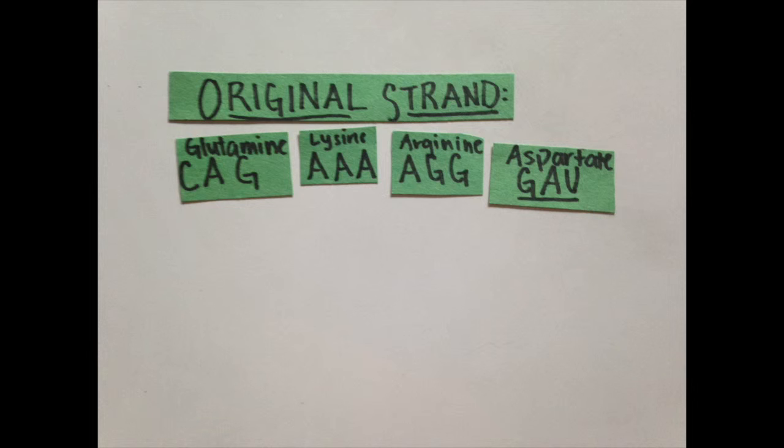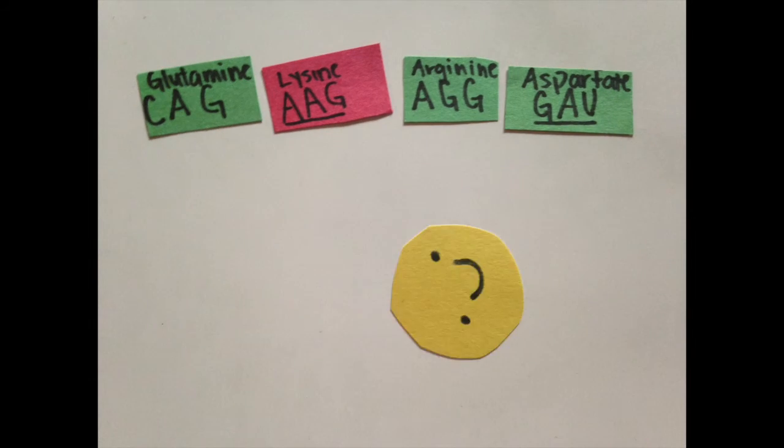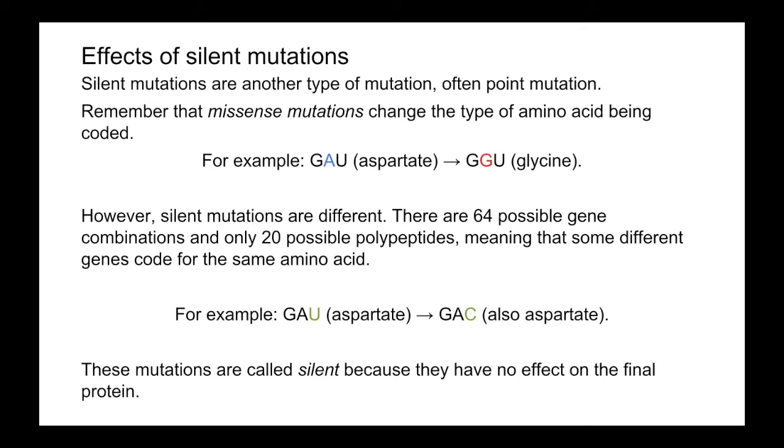Here's another point mutation. The last letter in the second codon here is changed from an A to a G. What horrible things will this do to the polypeptide? As it turns out, not much. Remember how different codons can code for the same amino acid? Well, in this case, the mutated codon is still coding for lysine just like the original codon. So this mutation is not actually a bad mutation to have. It's called a silent mutation because it actually has no effect on the final polypeptide.